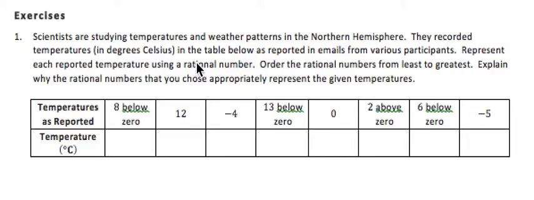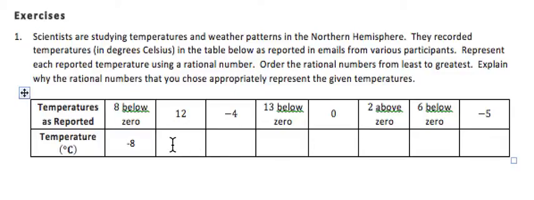So, the first thing I'm doing is figuring out the rational numbers. The second thing I'm doing is ordering them from least to greatest. And the third thing I am doing is explaining why the rational numbers I chose match the explanation. So, if we look at these actual temperatures that were reported, somebody sent in an email saying that it was 8 below 0. I know that anything that is below 0 is automatically going to be a negative integer, so I'm going to put that here.